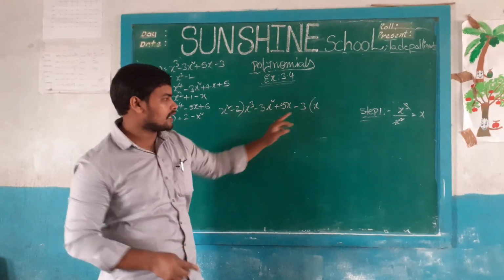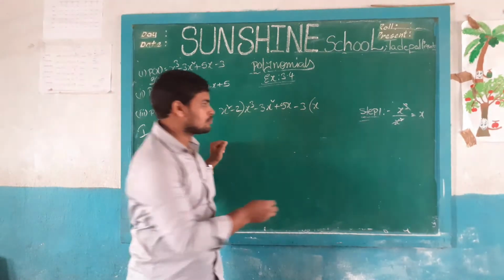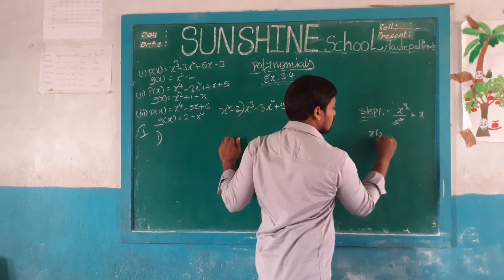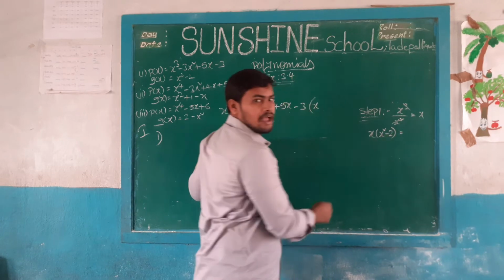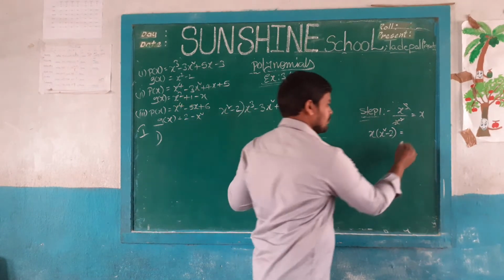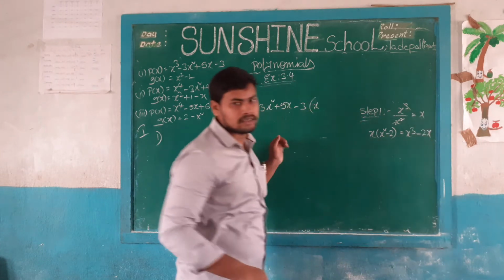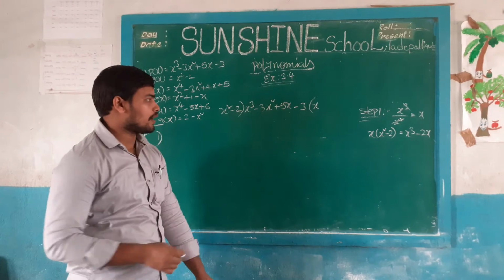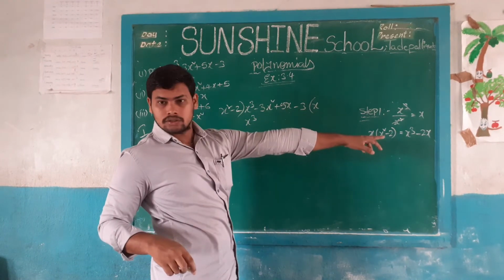Next step is you should multiply this x with g of x. x into g of x value, x square minus 2: x into x square is x cube, x into 2 is 2x. So x cube minus 2x.